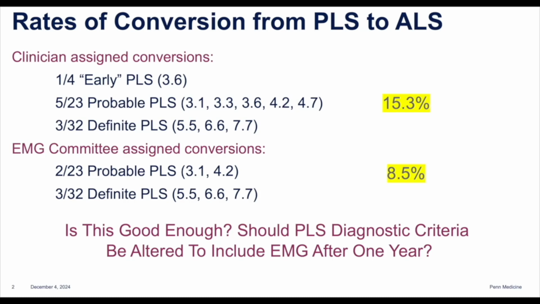As far as the EMG committee was concerned, and they were very strict, as you heard, with their criteria, it was 2 out of 23 probable, but again, most surprisingly for me, it was the same 3 out of 32. By the way, there were no differences, so the 5 that the EMG committee thought were diagnosis changed were from the 9 that the clinical committee thought. So there was no specific discrepancy there, and that represented 8.5% of patients.